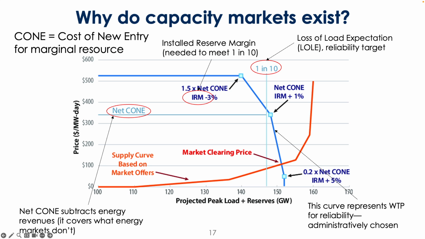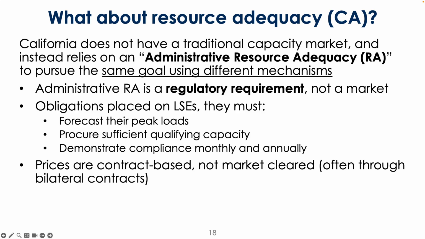So, yeah, many system operators will operate in this type of capacity market or something similar, but not everyone, right? Including California. And so, what about resource adequacy in California? California doesn't have a traditional capacity market. Instead, it relies on what is known as, so this is where I'm talking about that distinction between terminologies, the administrative resource adequacy. They're trying to get the same or similar outcomes, but in a different way.